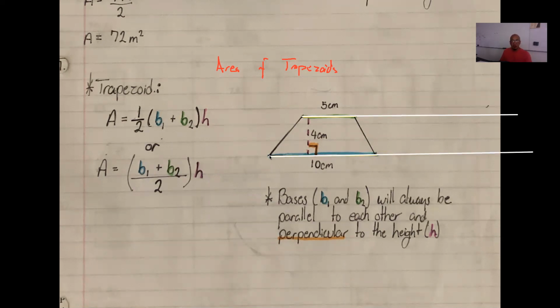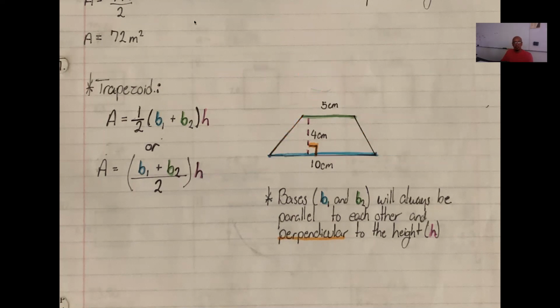The other two sides are not parallel. If we extend them out, they will either move further and further apart or eventually collide. And so that's what makes a trapezoid.